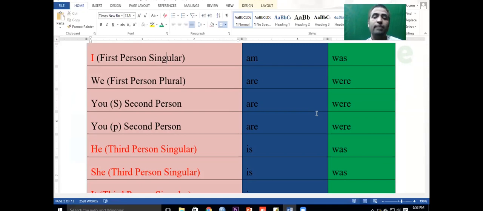Here we see the examples of be verbs. The five different forms of be verbs are used with different subjects. So thank you very much.